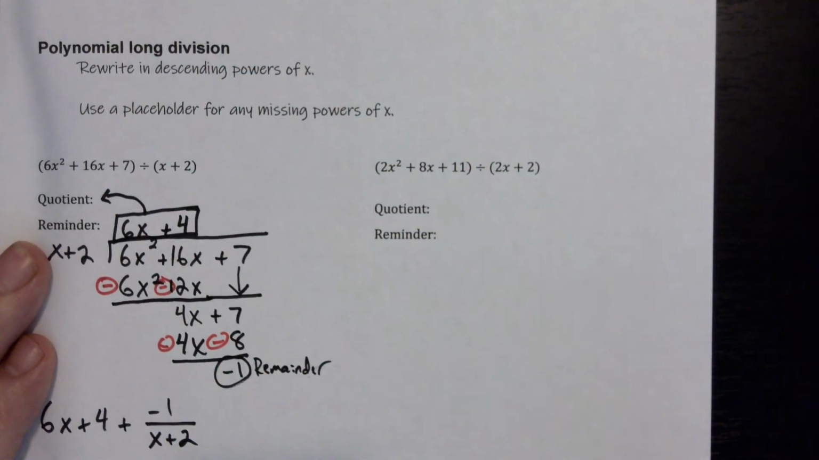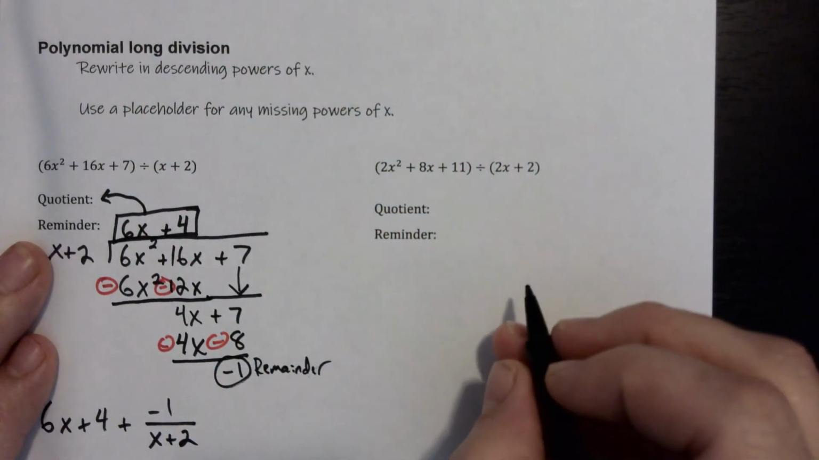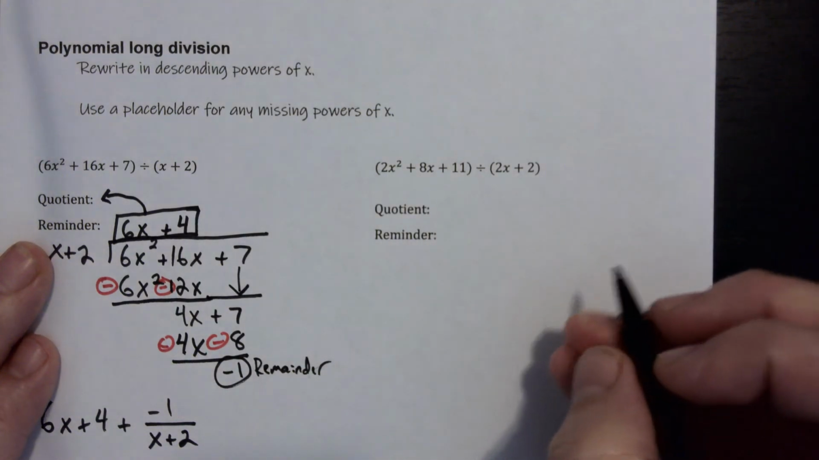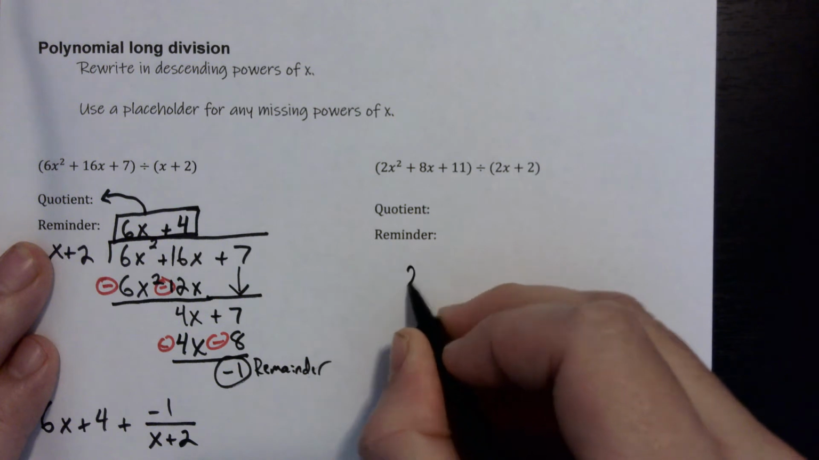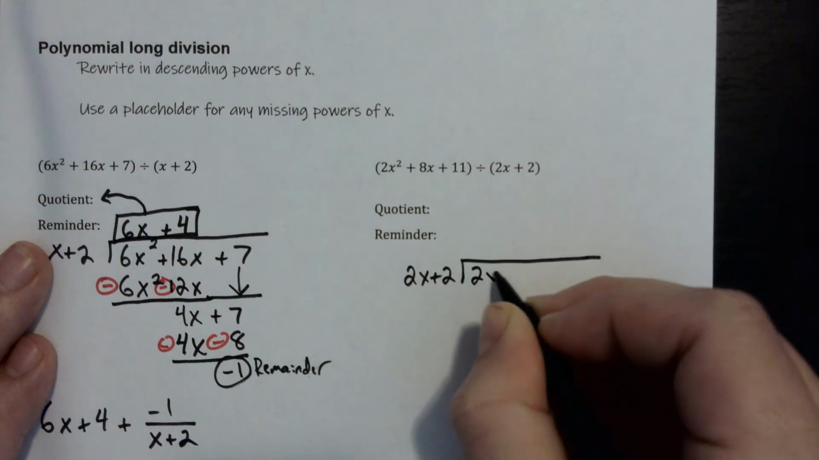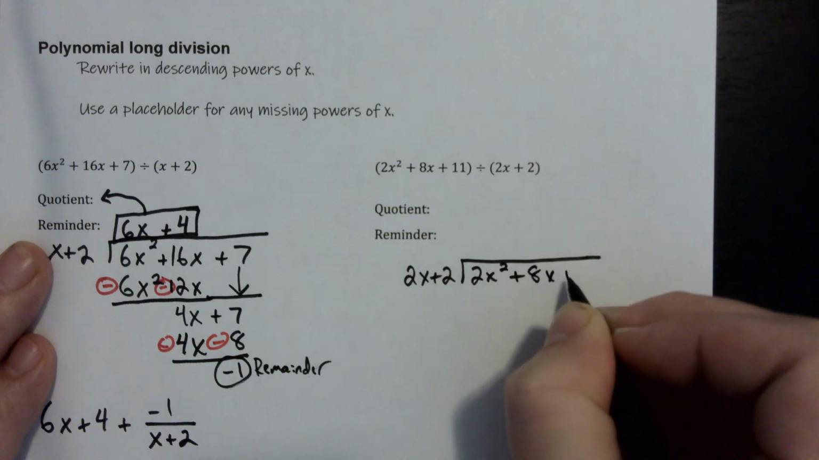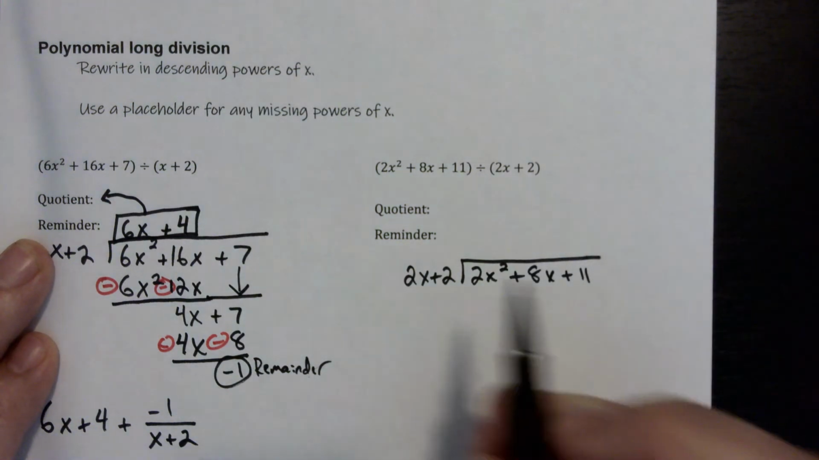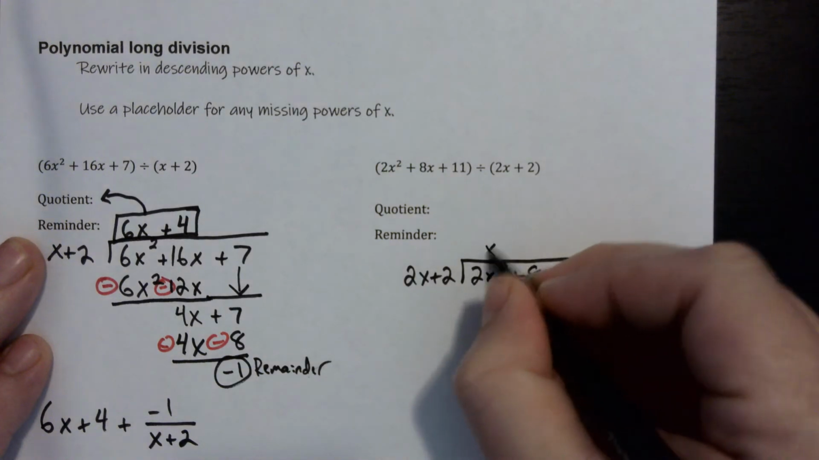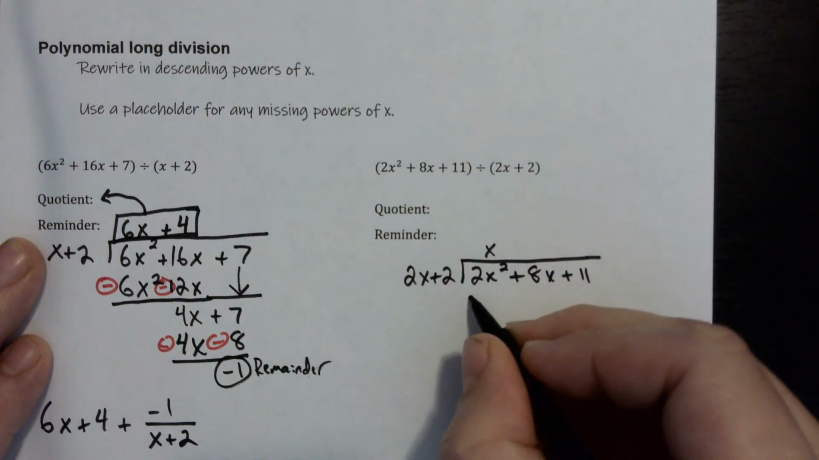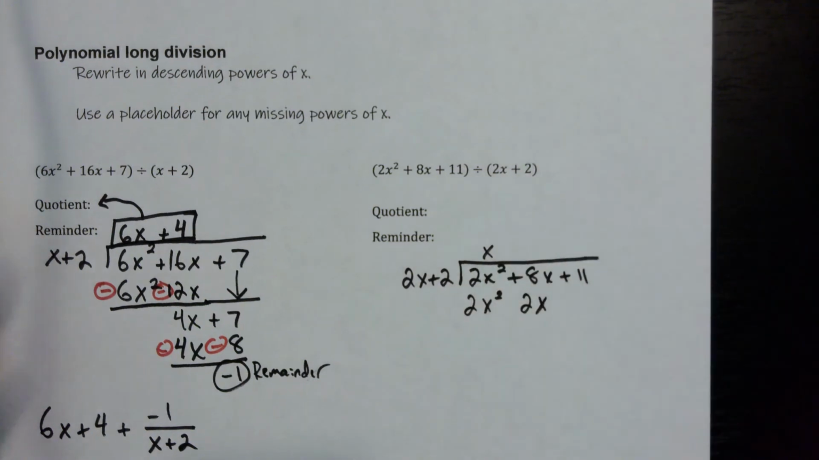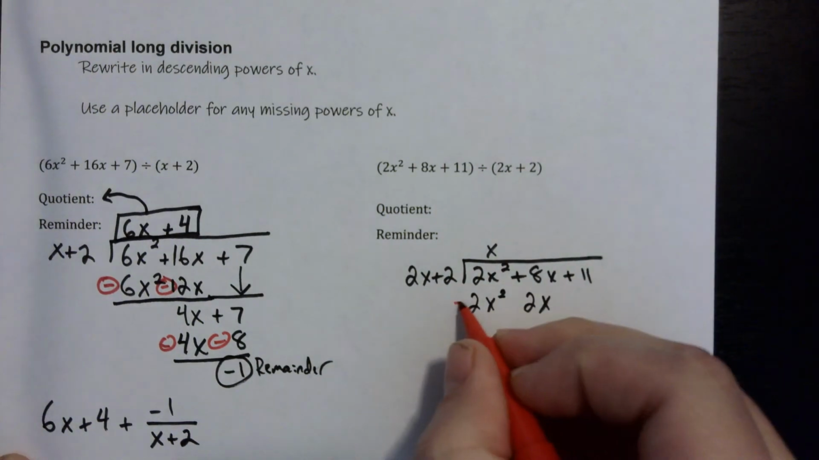So we've got 2x squared plus 8x plus 11. All the terms are there. They're in descending order, divided by 2x plus 2. So 2x plus 2 goes out front. And then 2x squared plus 8x plus 11 goes inside. Okay, let's begin. What do I multiply 2x by to get 2x squared? Well, x. X times 2x is 2x squared. And x times 2 is 2x. I'm going to change the sign.